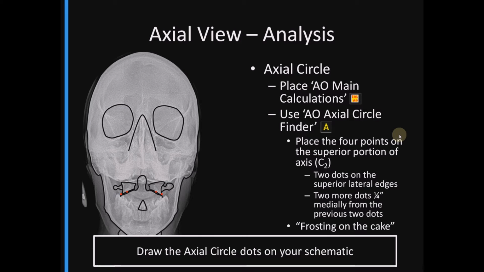You want to place these dots on the superior surface of the axis as frosting on the cake, or marbles sitting on a surface. You don't want it down in the bone structure. You want it barely out on the surface, superior surface of C2.